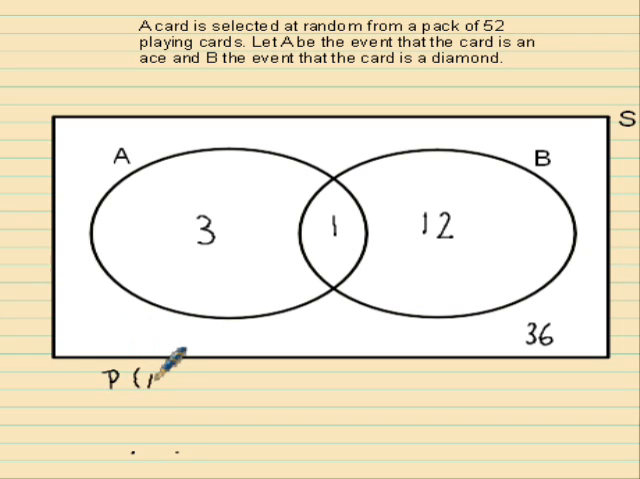And the probability of A union B. Again, in plain English, this is the probability that the card is either an ace or a diamond or the ace of diamonds. And if we're to represent this on the Venn diagram, this is the area that we're concerned with, and we can see here that we've got 16 outcomes out of 52. And if we just simplify that fraction, we'll find that the probability is 4 out of 13.